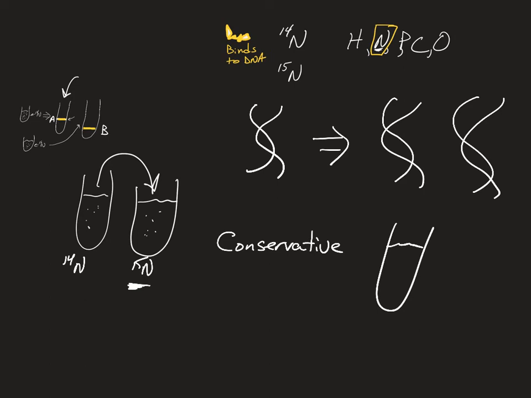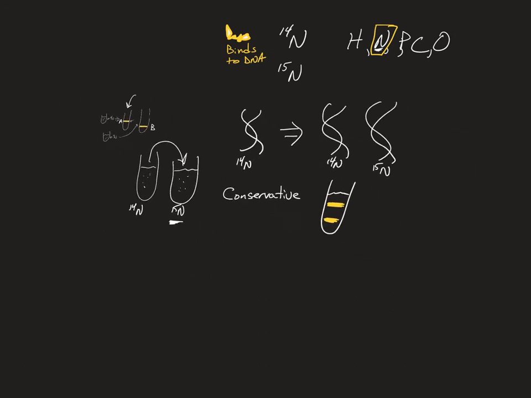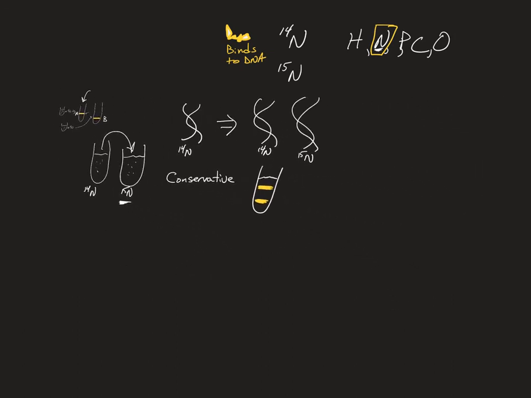That's right, you'd have two bands. If it was conservative, the old nitrogen 14 strands would stay together, and the nitrogen 15 would be together. So you get two bands, one band at A and one band at B, one for the nitrogen 15. Nitrogen 15 would be down here at the bottom. The new bands would be down here, and the old ones would be up here.